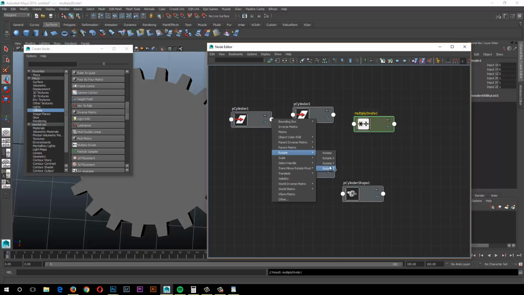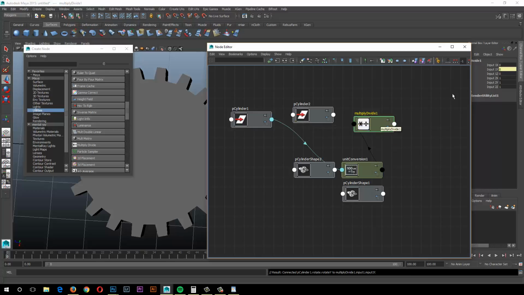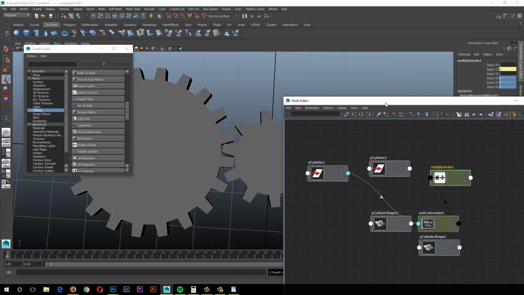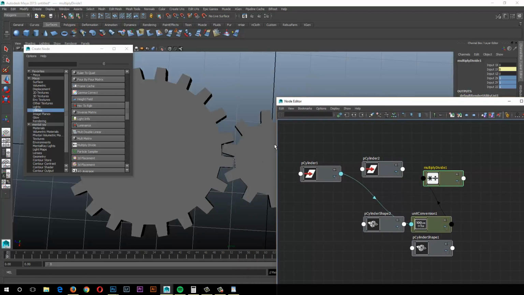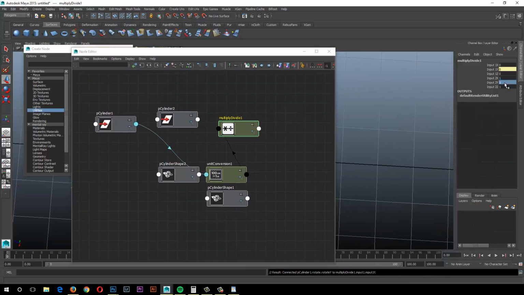So rotate Y. We're going to hook up the rotate Y into this multiply divide node, into the input Y. And let's see. Since this gear is bigger, it's going to rotate slower than this does. Because it's twice as big, we don't want it to spin twice as fast. We want it to spin half as fast as this. So I'm going to say 0.5. It's really a smaller gear that would spin faster. And I'm going to say negative 0.5 because they're going to spin in opposite directions.